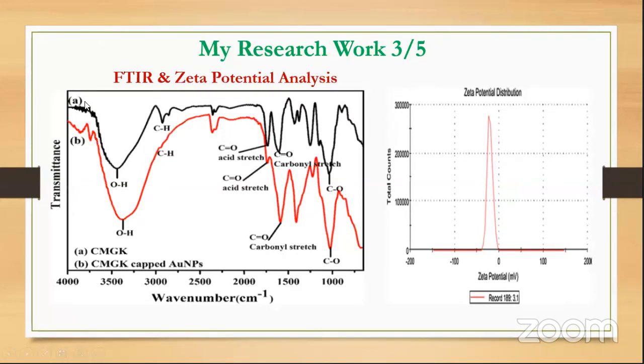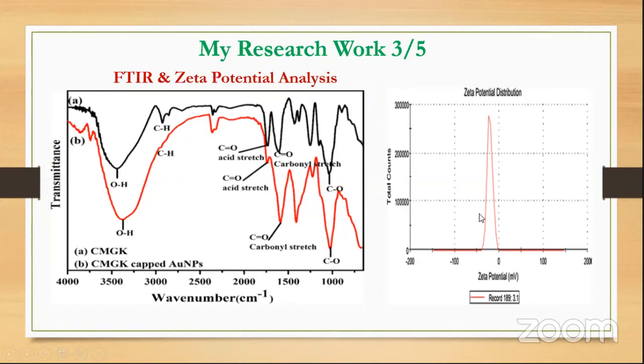See here what happened. These peaks are different. The gum FTIR peaks are different, whereas the CMGK-capped gold nanoparticle peaks are different. The peaks shifted, changing from the original peaks of the natural gum. It indicates the binding of the natural gum with the gold nanoparticle. The gold nanoparticles are effectively stabilized by the gum solution. This is the FTIR graph.